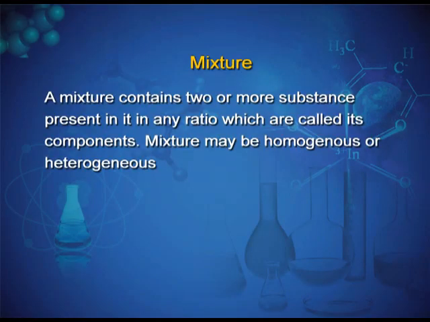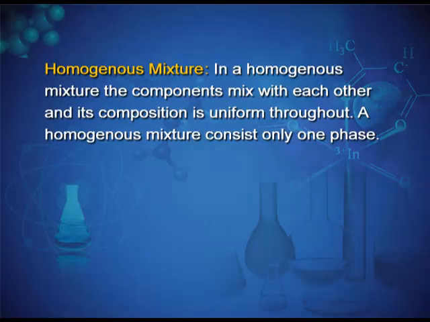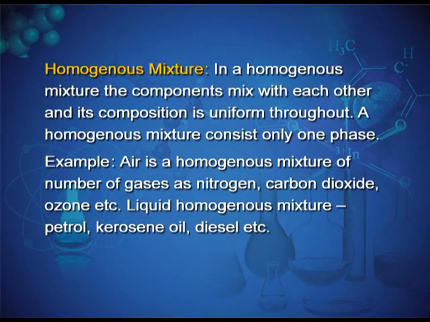Mixture. A mixture contains two or more substances present in it in any ratio, which are called its components. A mixture may be homogeneous or heterogeneous. Homogeneous mixture: in a homogeneous mixture, the components mix with each other and its composition is uniform throughout. A homogeneous mixture consists of only one phase. Example: air is a homogeneous mixture of a number of gases like nitrogen, carbon dioxide, ozone, etc. Liquid homogeneous mixtures like petrol, kerosene oil, diesel, etc.